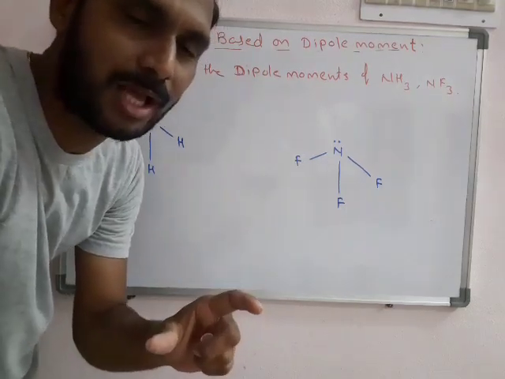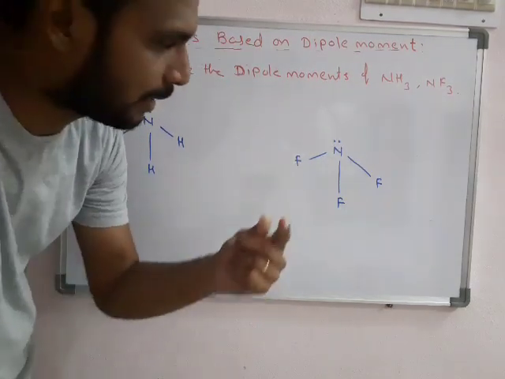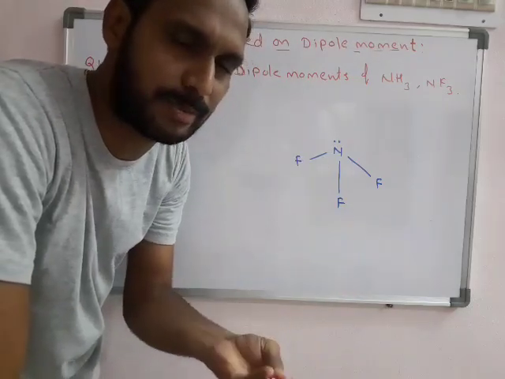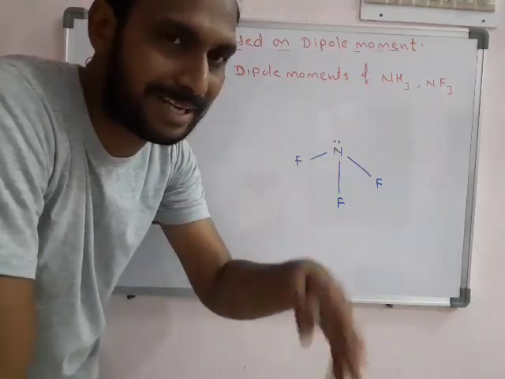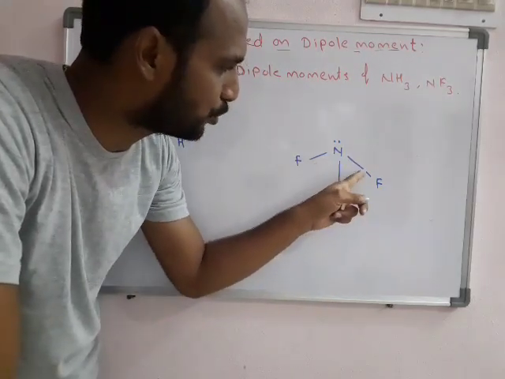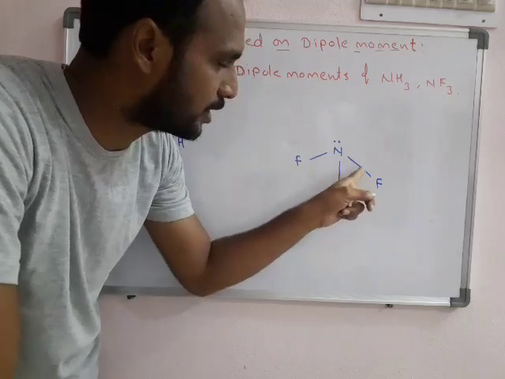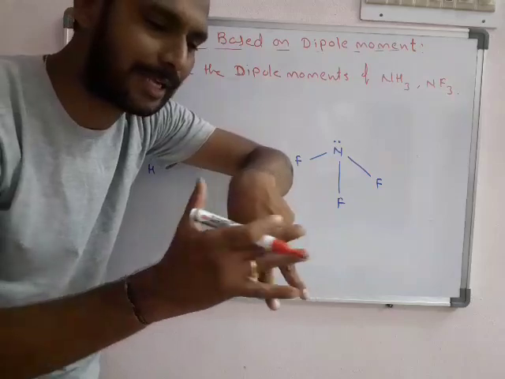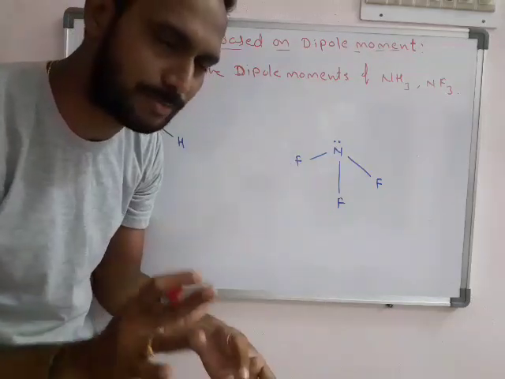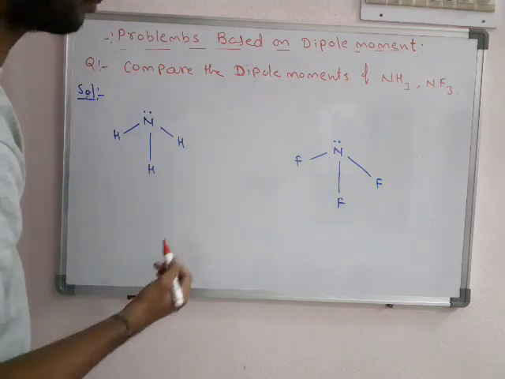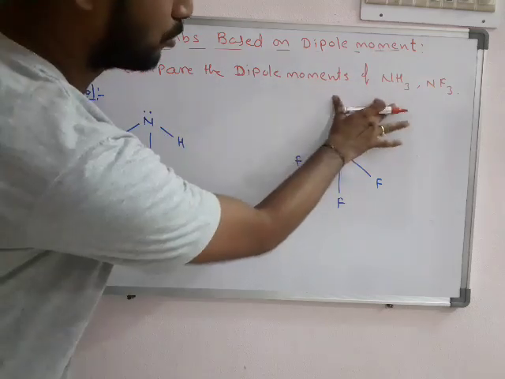Okay, triangular pyramid. A normal pyramid has 4 sides, like the Egypt pyramids, 4 planes. Here we have 3 faces, 1 2 3. This is the front side, this is right, left. Just like this, 3 faces, a triangular pyramid. So it has one lone pair. Now we need to compare the dipole moment.